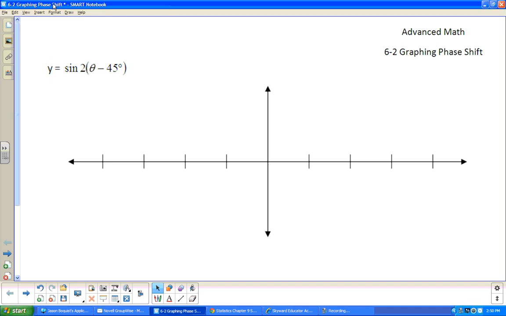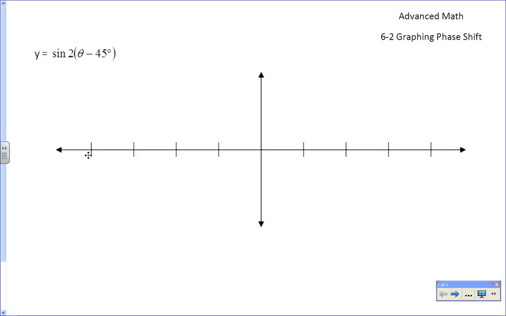Today we're going to take a look at what you're going to do if you have to graph something that has a phase shift. We've pretty much done everything but that up to this point. So let's take a second and determine, for this graph right here, the amplitude, period, and phase shift. Let's see if we can figure that out. So amplitude for this graph would be what?